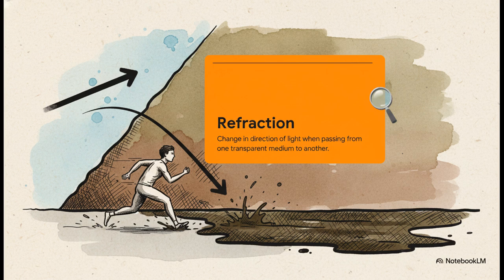Think of it kind of like this. Imagine you're sprinting as fast as you can on smooth, solid pavement, and suddenly you run straight into a pit of thick, heavy mud at an angle. Your speed drops instantly, right? And because one leg hits the mud before the other, your entire direction of travel physically pivots. Light actually has to bend when it hits a new medium for the exact same reason.